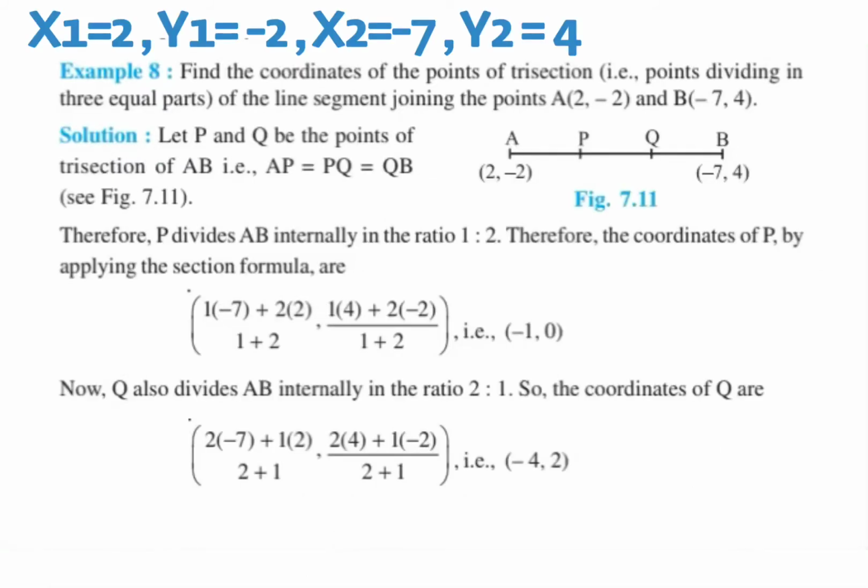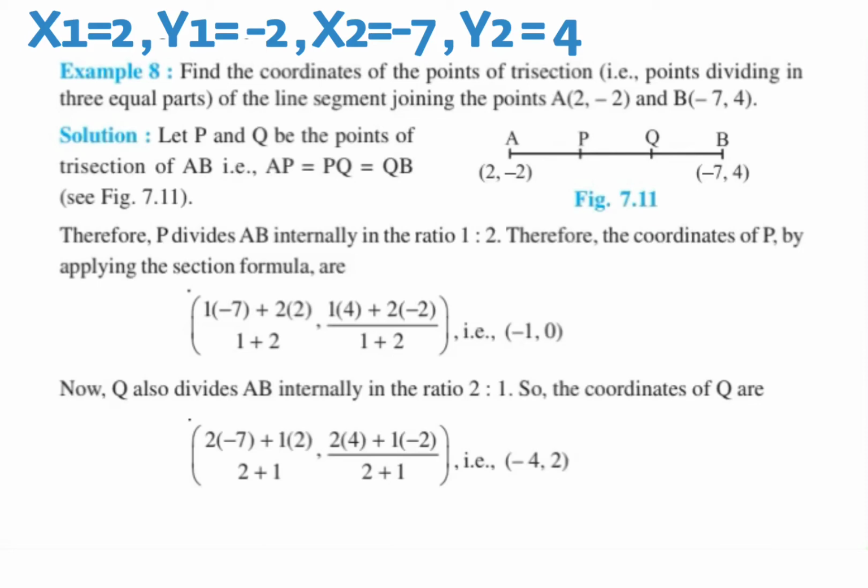Example 8. Find the coordinates of the points of trisection, that is, the points dividing into 3 equal parts a line segment joining points A(2, -2) and B(-7, 4). So here a line segment is divided into 3 equal parts and we need to find the coordinates of the points which are dividing it into 3 equal parts. If we want to divide a line segment into 3 equal parts, 2 points are required.